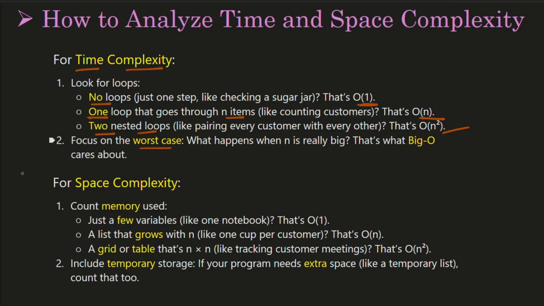Focus on the worst case. What happens when n is really big? That's what Big O cares about. For space complexity, count memory used. Just a few variables, like 1 notebook. That's O of 1. A list that grows with n, like 1 cup per customer. That's O of n. A grid or table that's n by n, like tracking customer meetings. That's O of n squared. Include temporary storage. If your program needs extra space, like a temporary list, count that too.